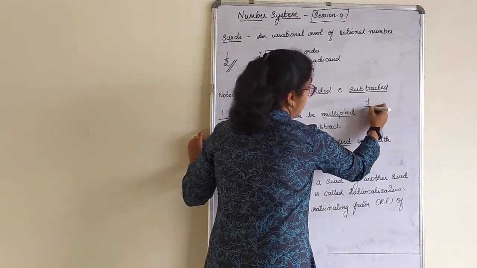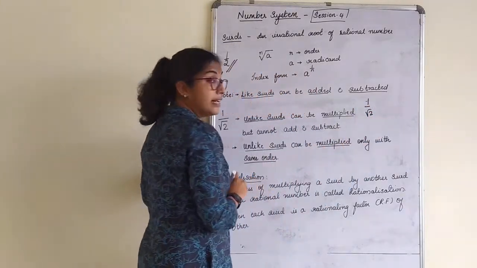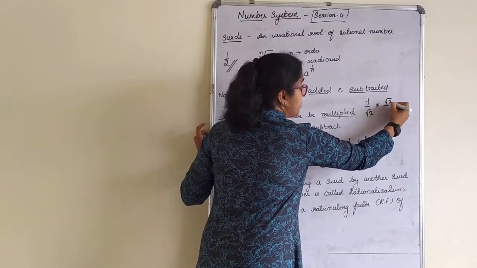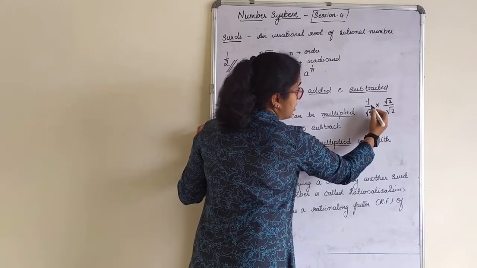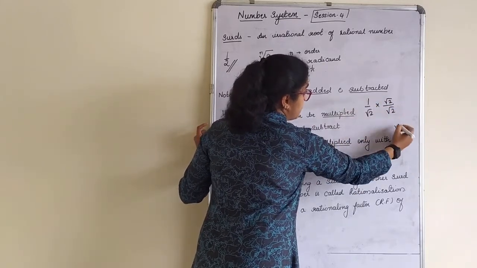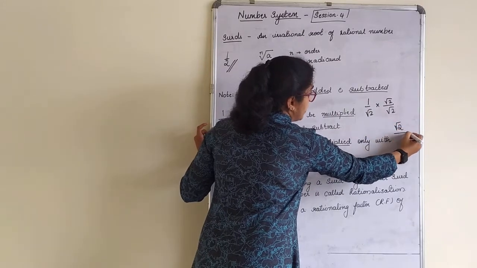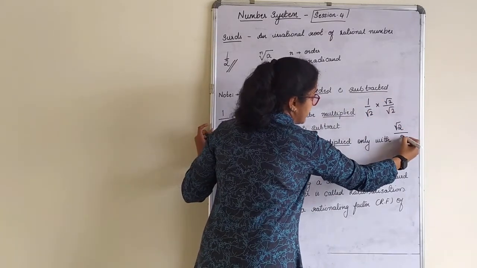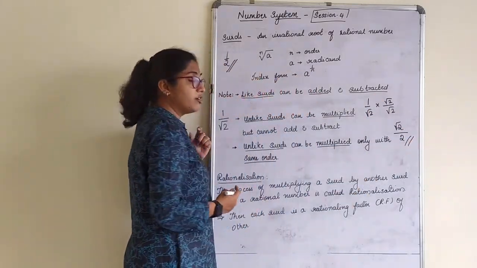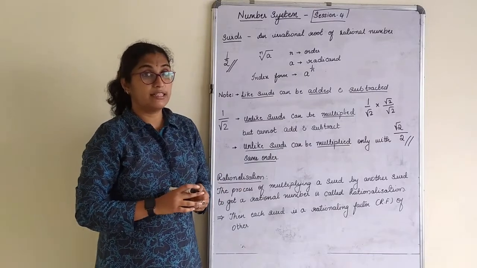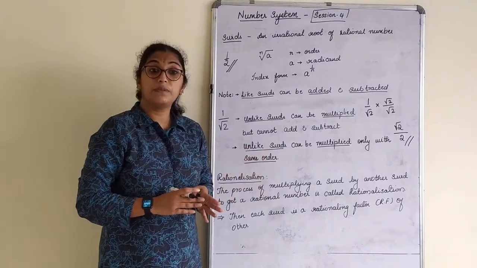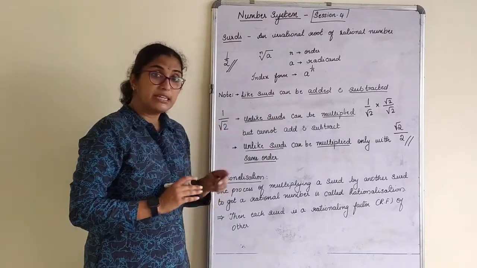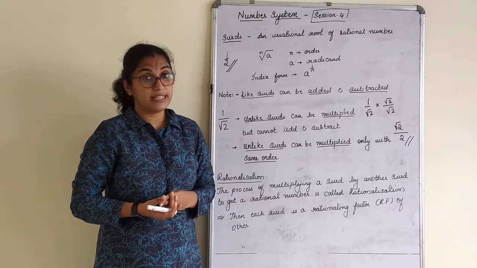Suppose I have 1 by root 2, I cannot keep the answer as 1 by root 2. So the rationalizing factor of root 2 is root 2 only. I multiply and divide by root 2. So the numerator will be root 2. What will be the denominator? Root 2 into root 2. We know that the root and square get cancelled. The answer is 2. So the denominator is a rational number, 2. This is how we keep the denominator rational. That's important. We will again study the different types of rationalizing factor.